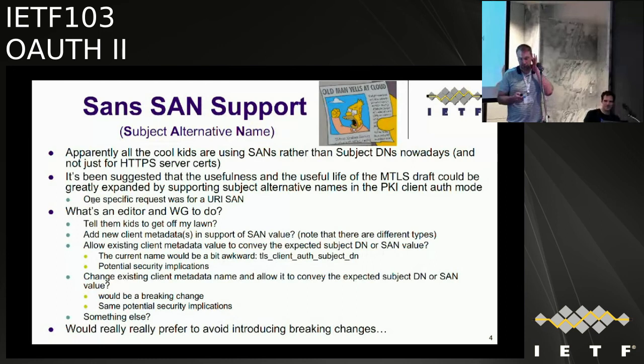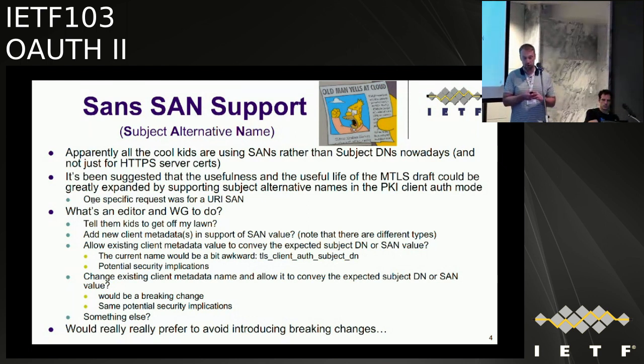It's been suggested that the usefulness and useful life of this draft could be greatly expanded if we supported subject alternative names in the PKI client auth mode. As I said before, right now all that's supported is specifying an expected subject DN, and folks are asking for equivalent functionality to allow for specifying an expected subject alternative name. The one specific request was for a URI SAN, but I think we want to at least consider more general usage, other types of SAN names.